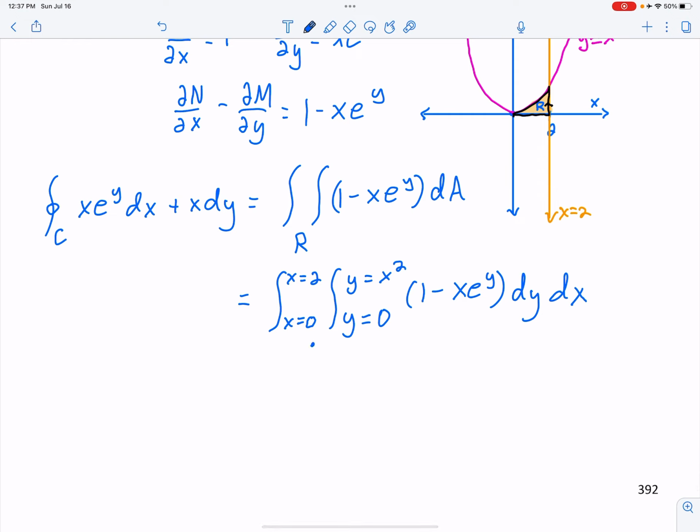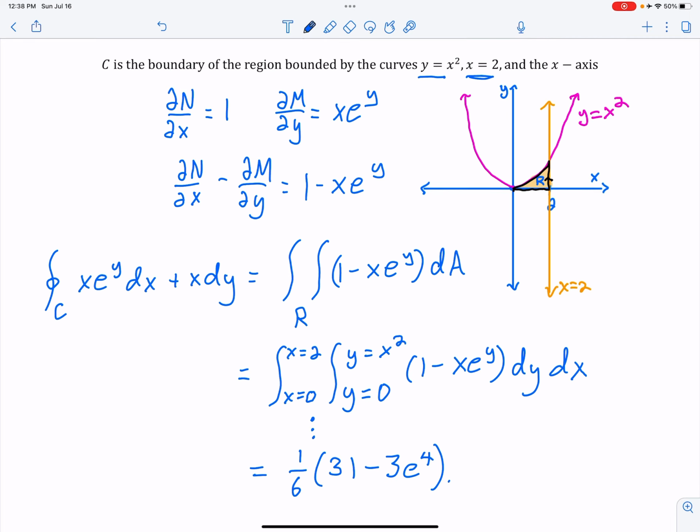I'm not going to spend video time doing the double integral because the hard part here is the setup. If you would like to check yourself, the exact answer is 1 over 6 times 31 minus 3 e to the 4th. So that's it. That's Green's theorem. Nice. It makes it very nice.